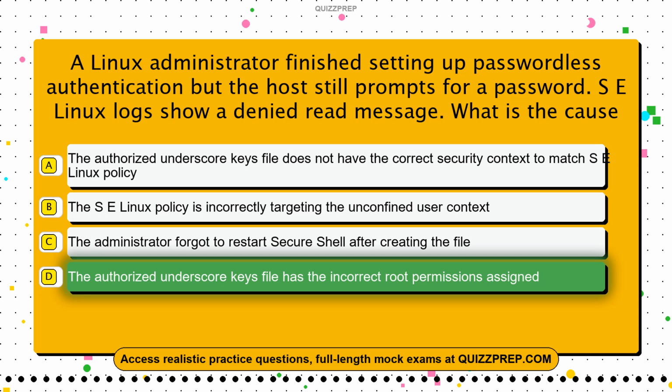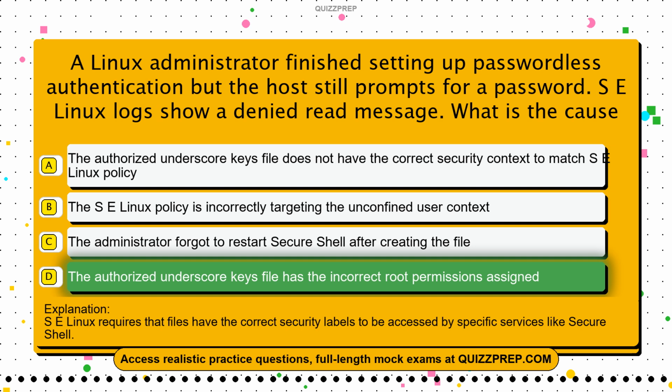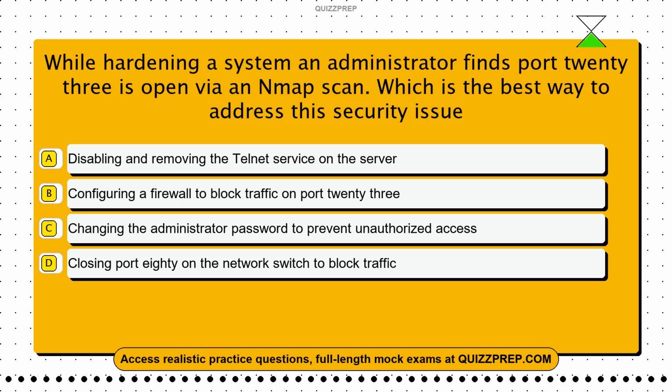The correct answer is option D. The authorized_keys file has the incorrect root permissions assigned. SELinux requires that files have the correct security labels to be accessed by specific services like secure shell. Question 63. While hardening a system, an administrator finds port 23 is open via nmap scan. Which is the best way to address this security issue? Option A. Disabling and removing the telnet service on the server. Option B. Configuring a firewall to block traffic on port 23. Option C. Changing the administrator password to prevent unauthorized access. Option D. Closing port 80 on the network switch to block traffic.